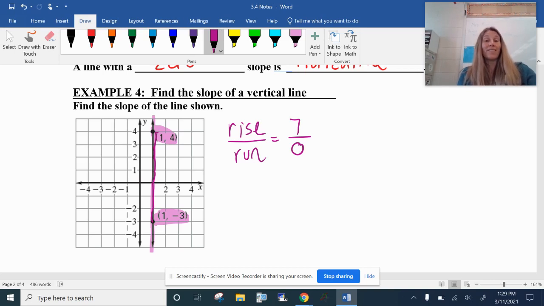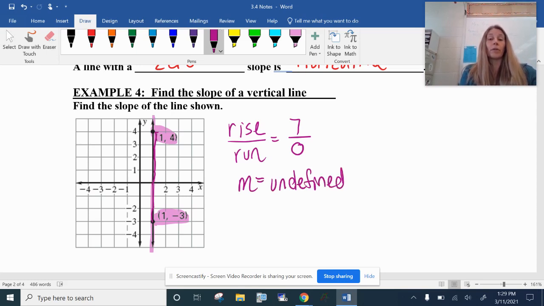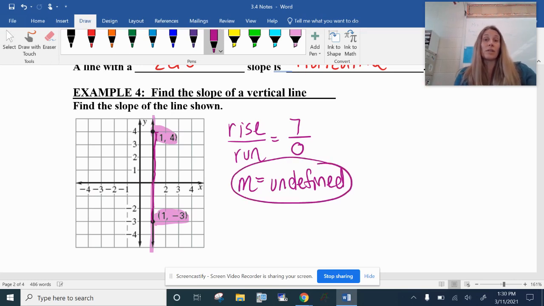Now, a lot of people might think that this is 0, but it's not, because when you're dividing 7 by 0, you're asking yourself, how many times can I fit 0 into 7? Well, 0 doesn't take up any space, so I guess you could fit it into there an infinite amount of times, which is why we would say that our slope in this case would be undefined, because there's no number that we can use to define the amount of times that 0 would fit into 7.